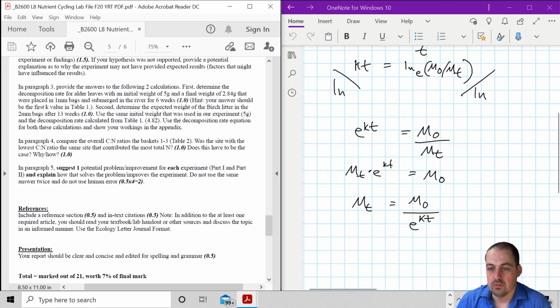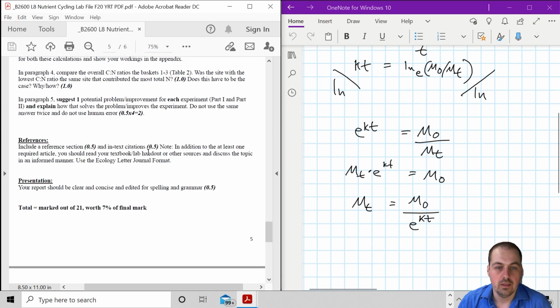And so you have all of these values. E is just on your calculator, it's like 2.718. K, your constant, is given, it is 4.82. T, so this is 13 weeks, so you need to go 13 divided by 52, and that'll get your value here. And your initial weight was 5 grams, and that'll get your final. So include this in your appendix and just your value in the results.